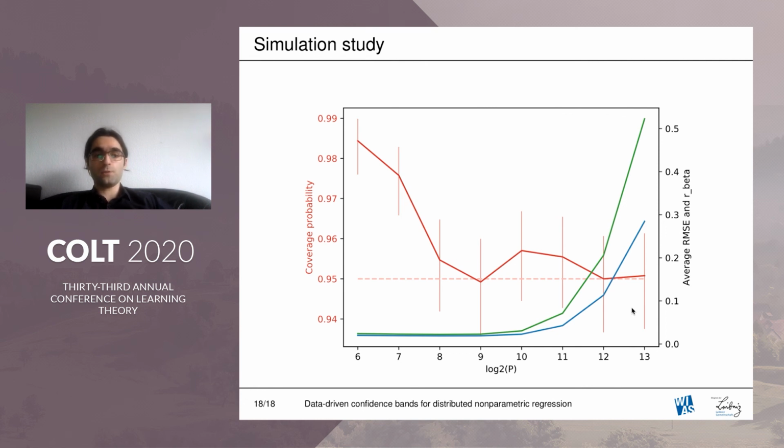Finally, the red line shows the actual probability for the ball constructed via Bootstrap to cover f star. We can easily see there is quite a wide range of P to choose from. So we can enjoy both Bootstrap validity and optimal root mean squared error.